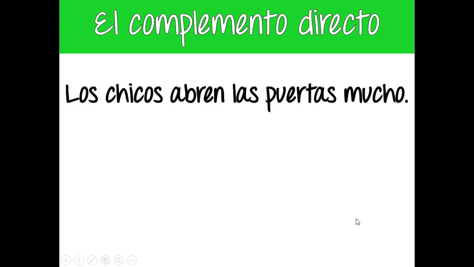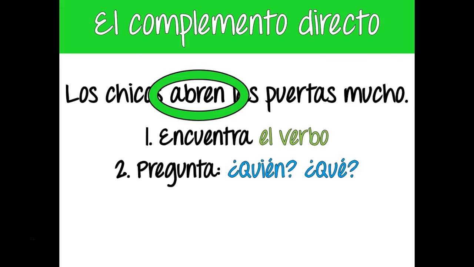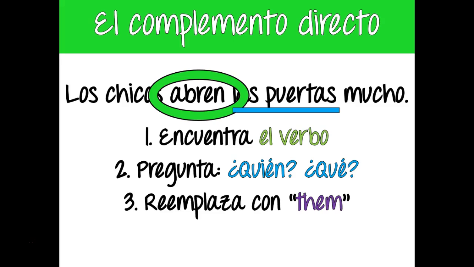Let's take a look at another example. We have los chicos abren las puertas mucho. Again, our first step, if we need to know can we use a pronoun, we find the verb, abren. We ask ourselves who or what. In this case, what is being opened? The doors are being opened. Because we were able to answer that question, we can replace las puertas with them. Maybe we were talking about the doors over and over and we don't want to say doors anymore. We want to say them.